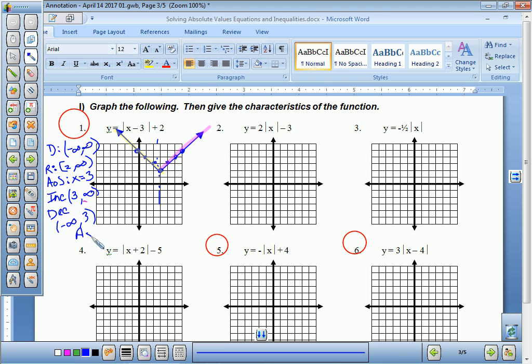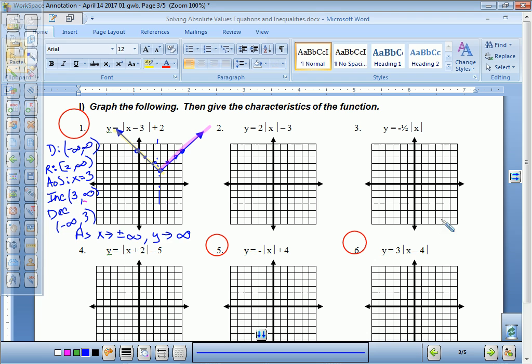And we can describe the end behavior as x approaches, and since the ends are the same, we're going to take a shortcut, positive or negative infinity. Y approaches what? Infinity. Okay.